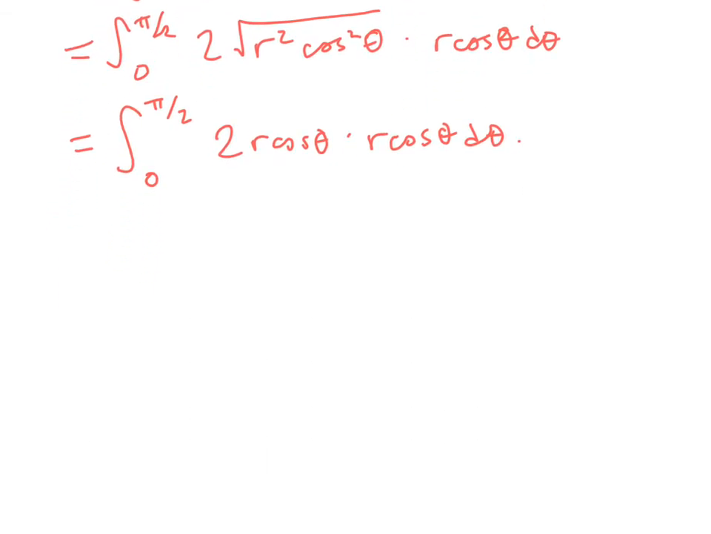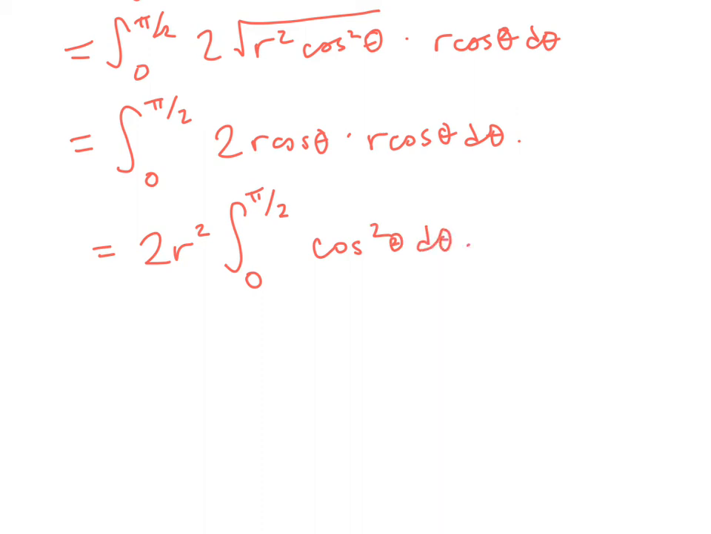And then, keep in mind here that I've got a factor of 2r here, a factor of r here, and r in this problem has always been a constant. I can pull all that out of the integral if I like, which I think I would like to go ahead and do. So it's 2r squared times the integral from 0 to pi over 2 of cosine squared theta d theta.